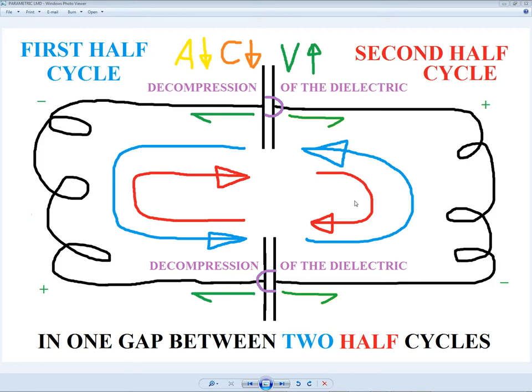I mix it up because I don't know the difference. Whatever. So to me, it's all the same. Sorry. Where was I? Oh, shit. I forgot what I was talking about.